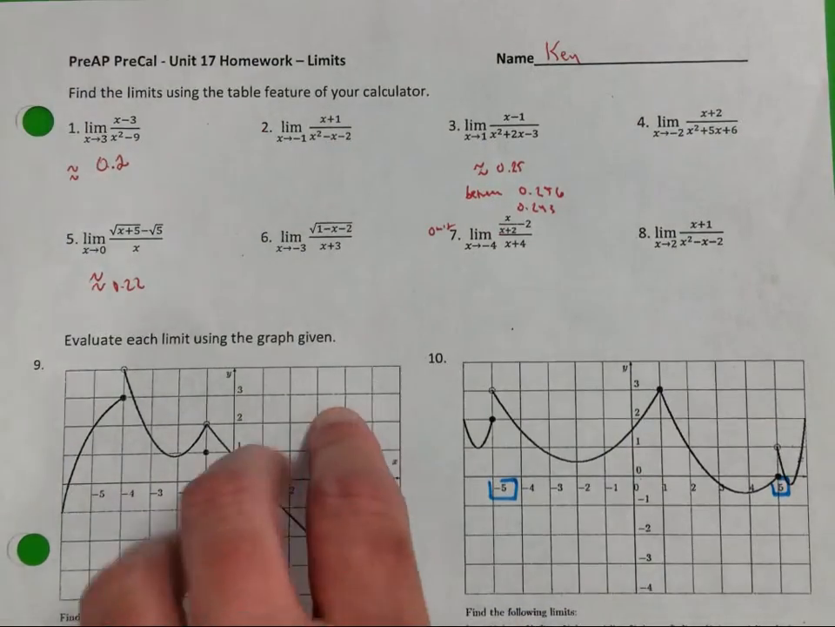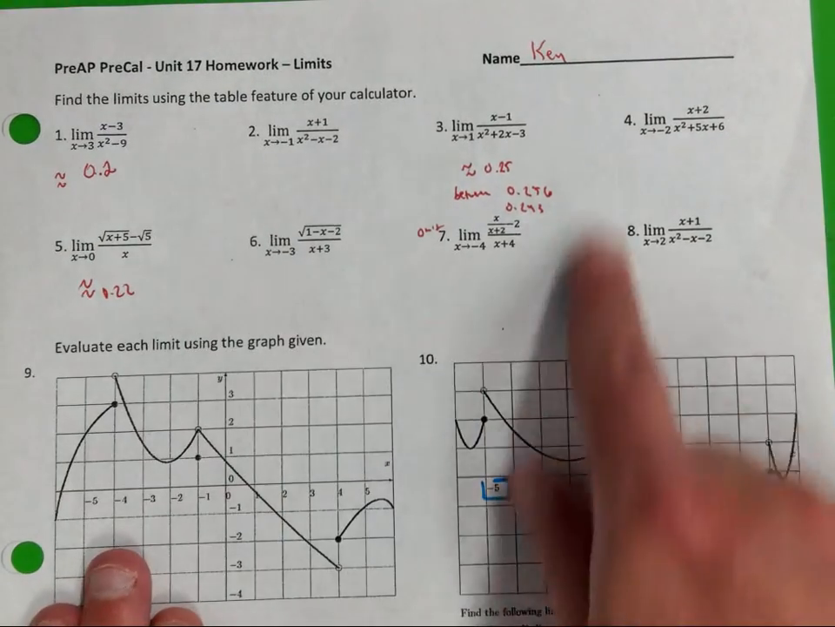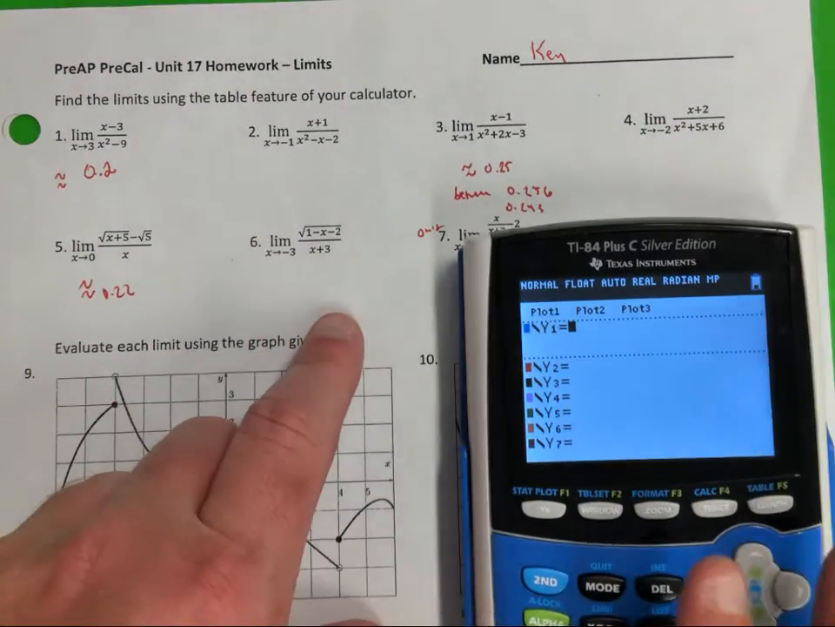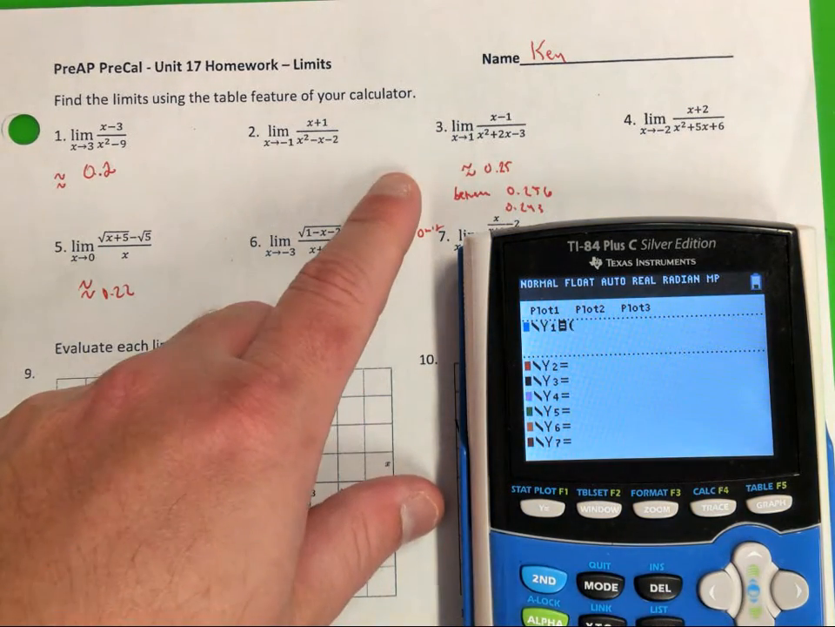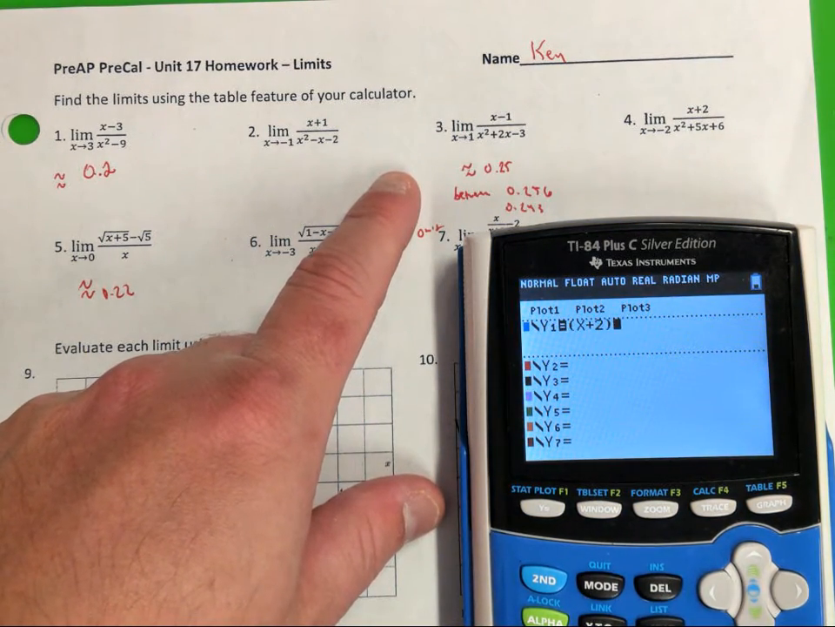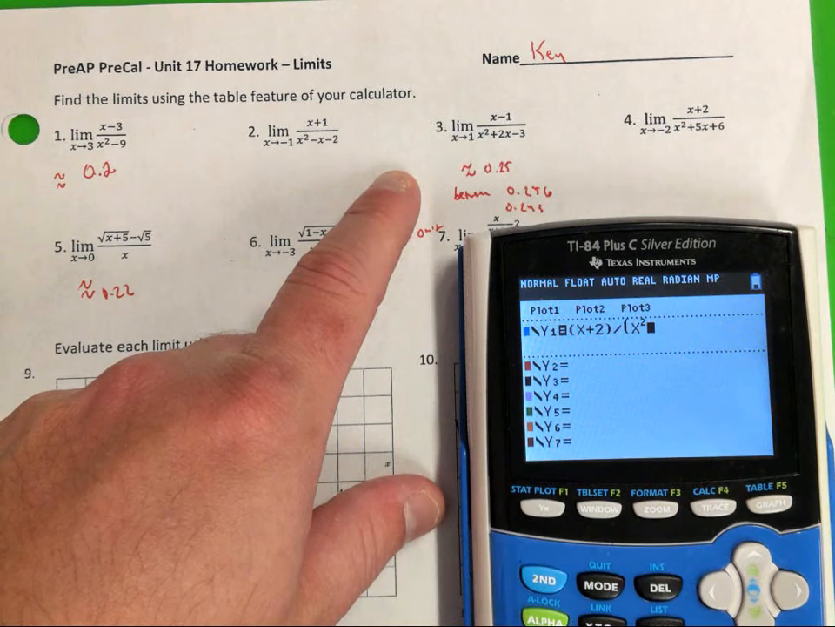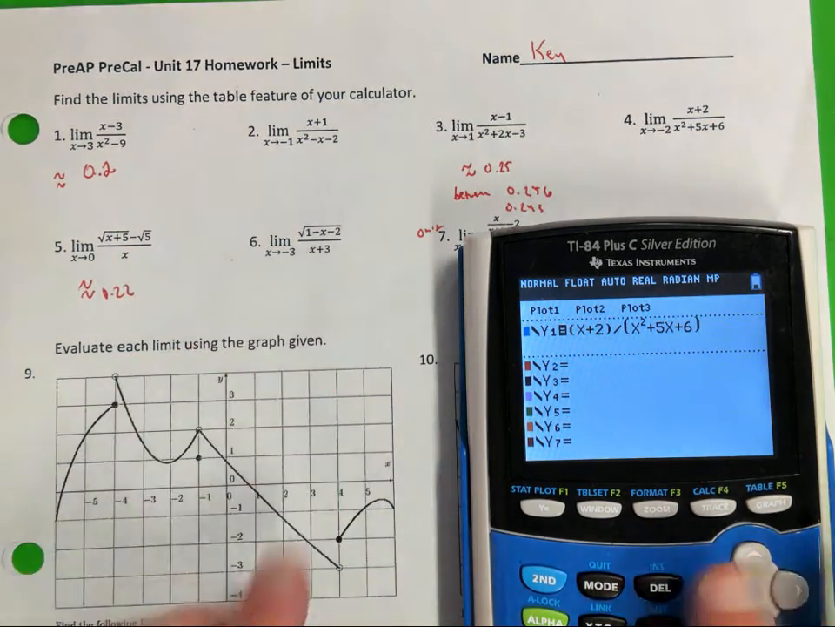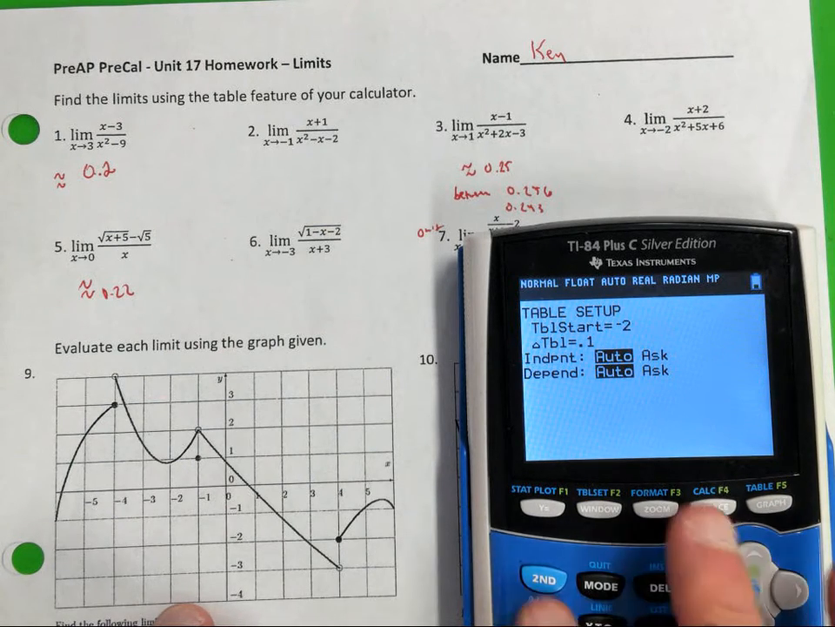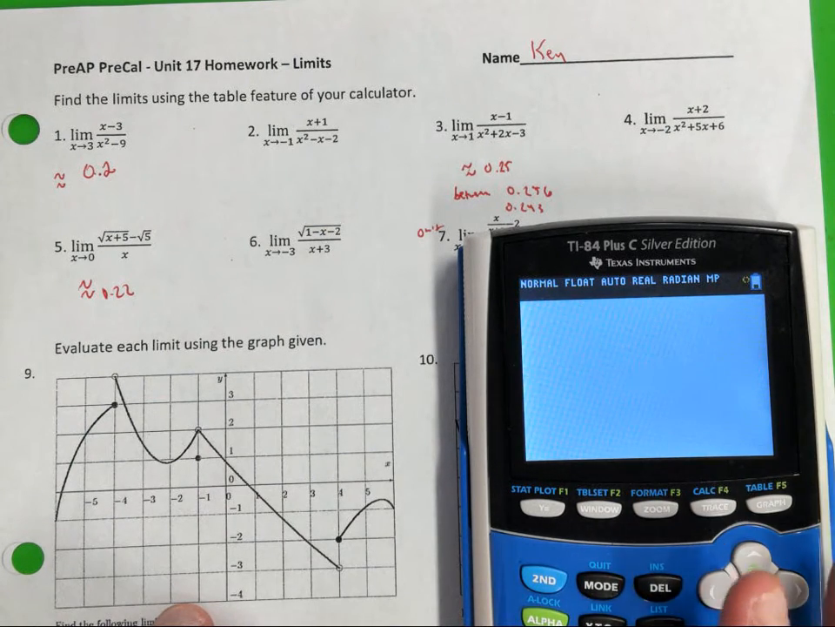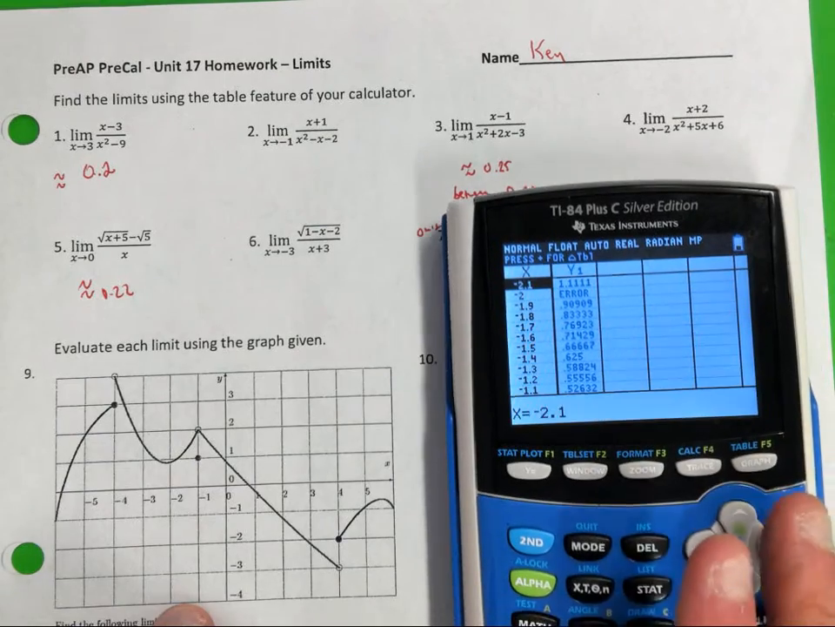All right. So number four, we are looking at our homework. We want to find the limit as x approaches negative 2 of this function. And I want my table to start at negative 2. All right, so let's look at my calculator.